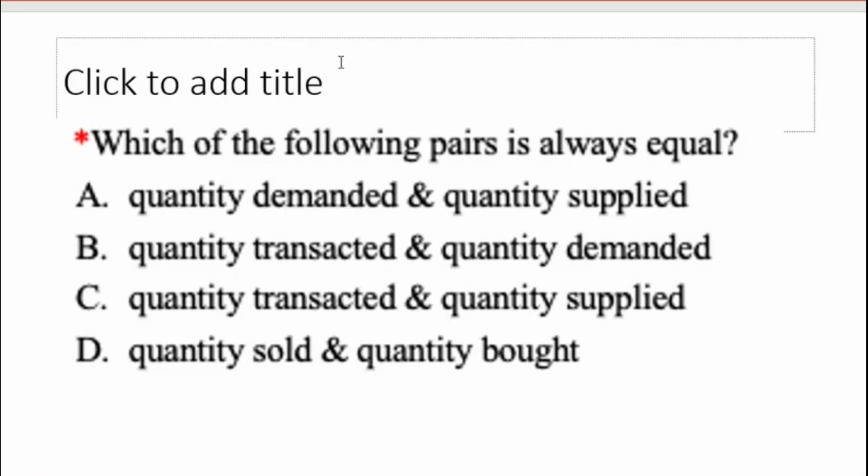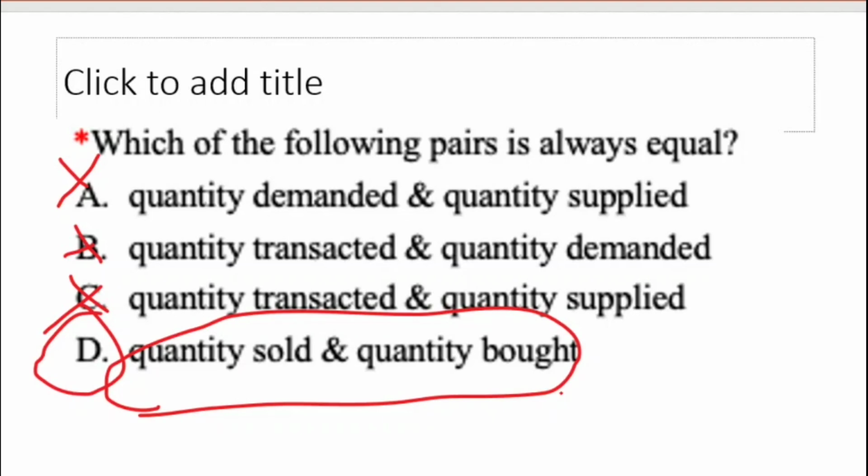Which of the following pairs is always equal? Oh, the answer is not this, not this, not this. Quantity demanded and quantity supplied are not always equal, it's just in the equilibrium state. So we'll have the quantity sold and quantity bought, letter D, and that's the quantity transacted that we're talking about.